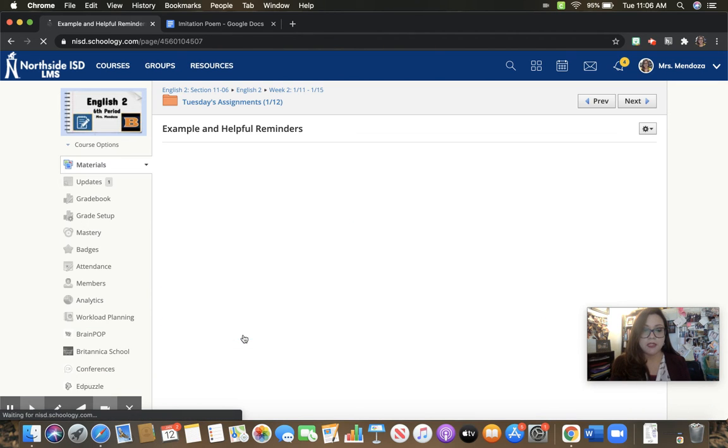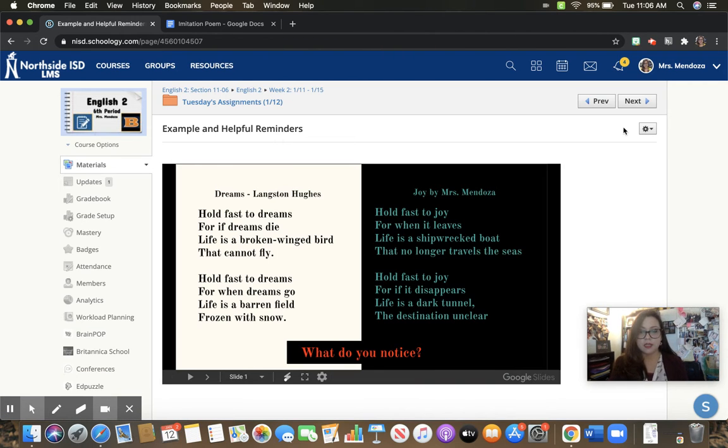So here's my example, and I shared this with you last week on Friday when we did our writer's notebook entry. I modeled mine after Langston Hughes. So what do you notice? It's the same number of lines. It rhymes in the same places. Even the titles are similar, in that they're about one thing or one word, and it's a positive word, and here's what happens that's kind of negative if we don't hold on to it.